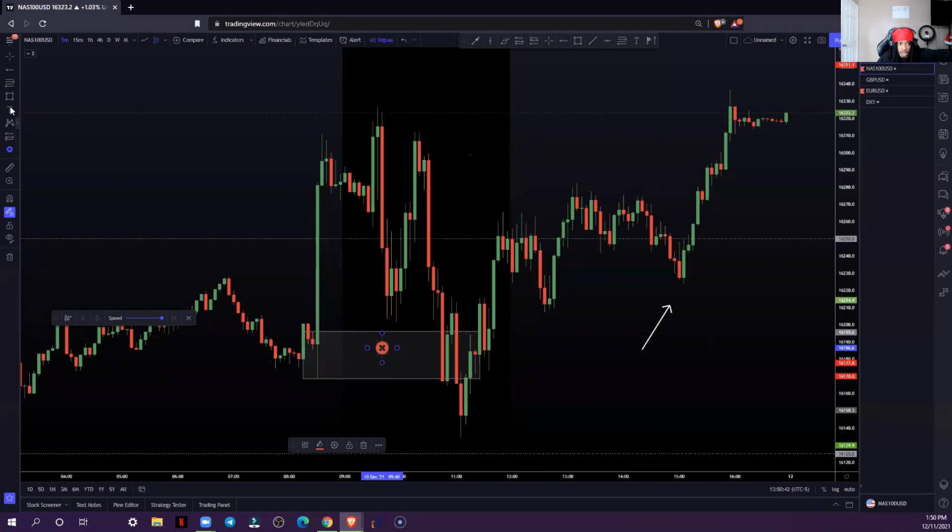If it just tapped into it, where's the line? If it just tapped into it like right here and then took off, now it's valid. But it just broke the whole box right here. It just broke it. That's invalid right there.